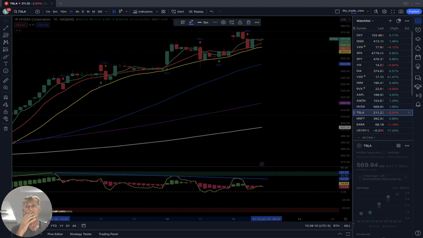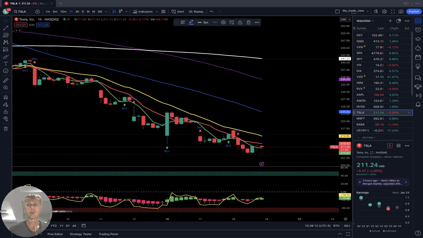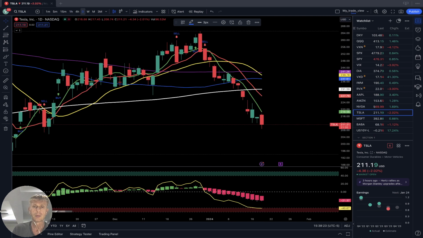Tesla minus 2%. Only Tesla negative in Baba. Tesla minus 2%, still bearish. Let's start the monthly, I'm sorry, daily. Last bar below all moving averages, bearish trend. RSI in very oversold territory.